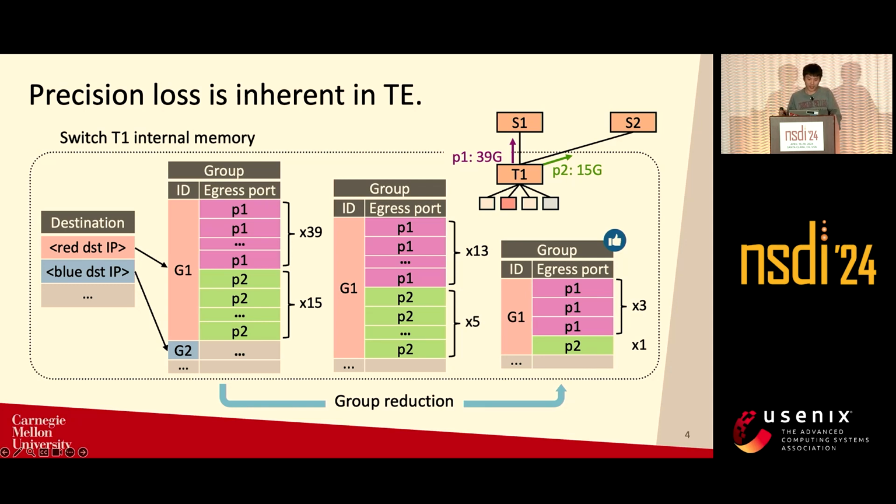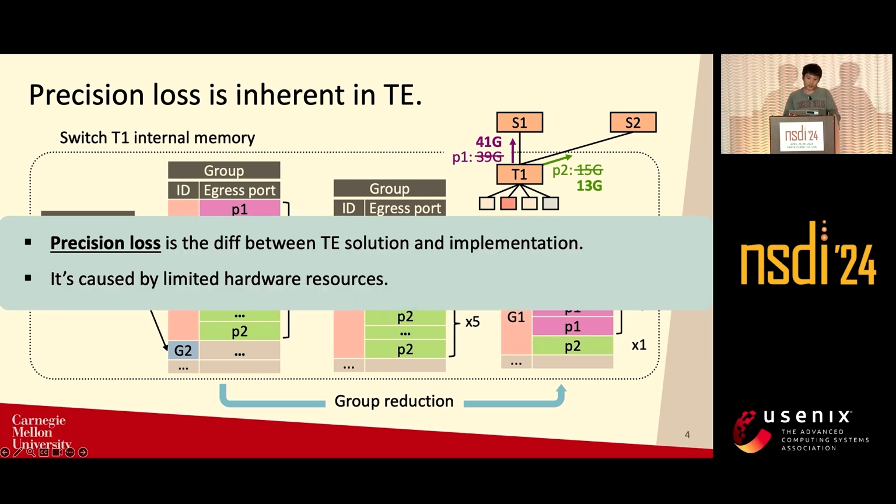This is usually handled by some group reduction algorithm that's running alongside the TE controller. And it's also important to point out that the final group of 3 to 1 will actually change the intended traffic distribution to 41G and 13G in this example. And this creates a difference between the TE solution and the TE implementation, which we refer to as precision loss. So this is an important concept.